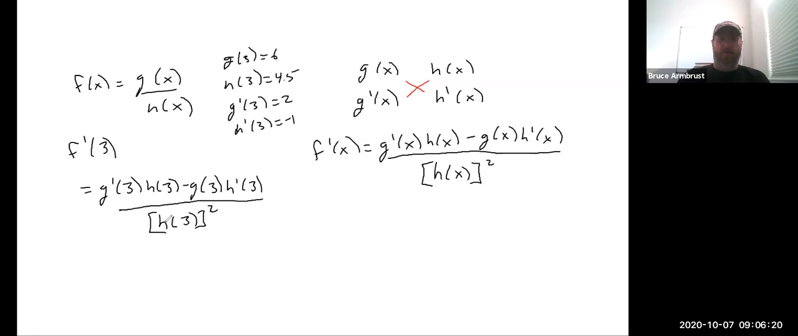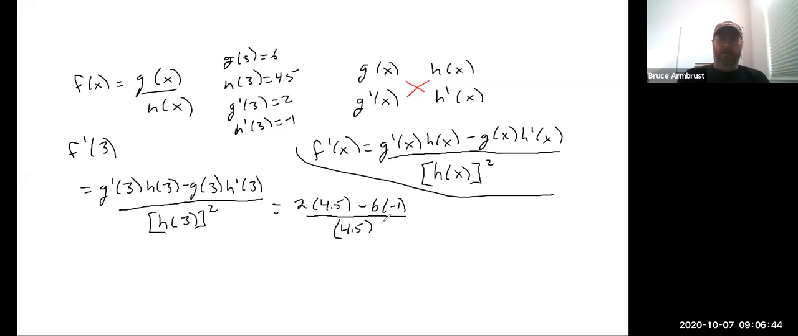So let's put all of those into this guy. So we got G prime of 3, that's 2. H of 3 was 4.5. G of 3 was 6. H prime of 3 was -1. And H of 3 was 4.5. And we're going to square that.